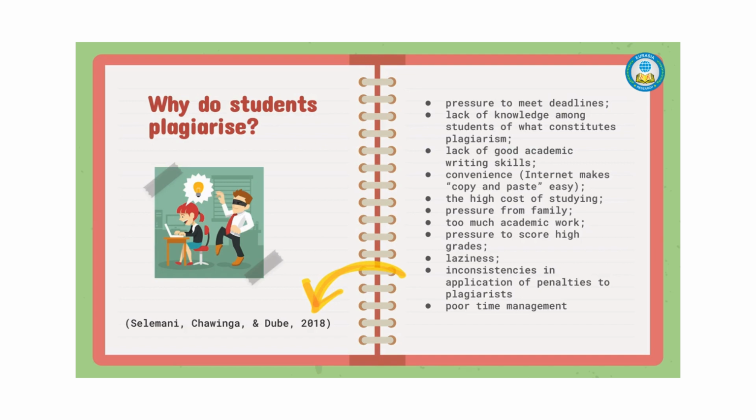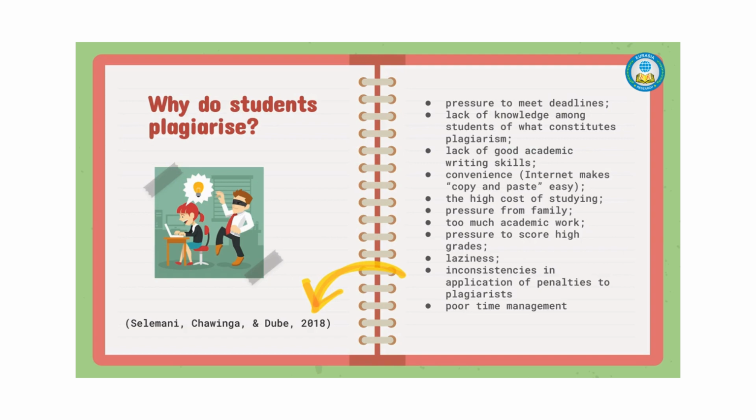Oftentimes, students are let down by the schooling system, and the first time that they ever encounter in-text referencing and bibliography compilation is in their first year of study at a tertiary institution. Bridging this gap may take time for the student, and they do not realize the seriousness of violating the institution's intellectual integrity policies until they are on the receiving end of the penalty.